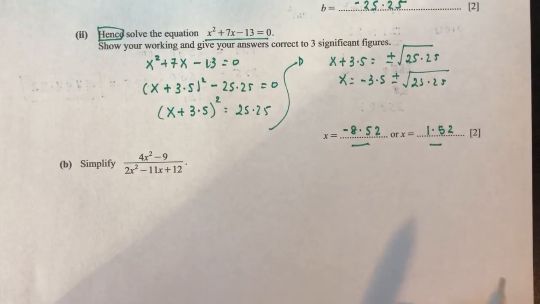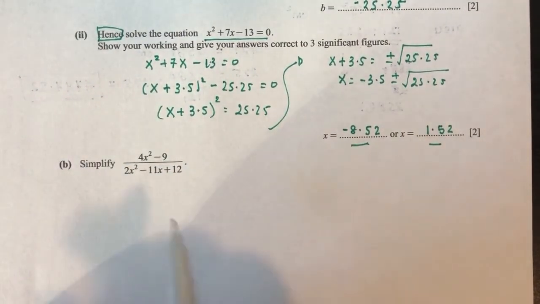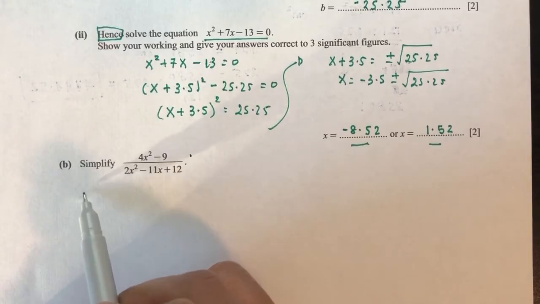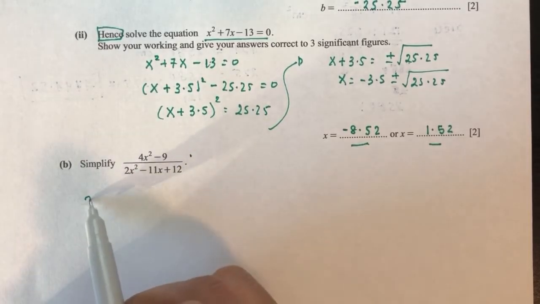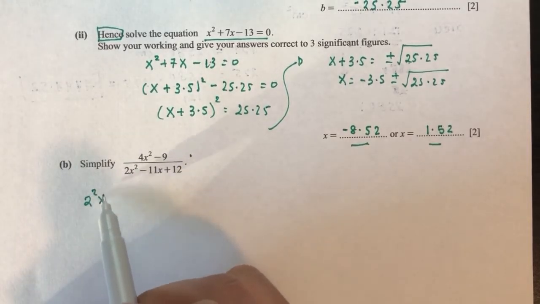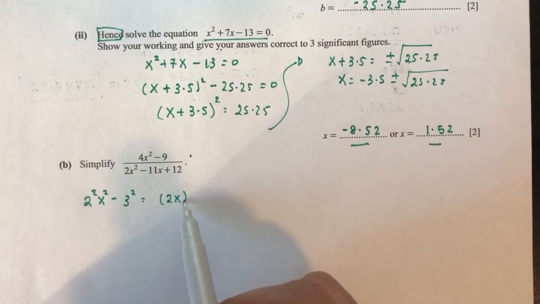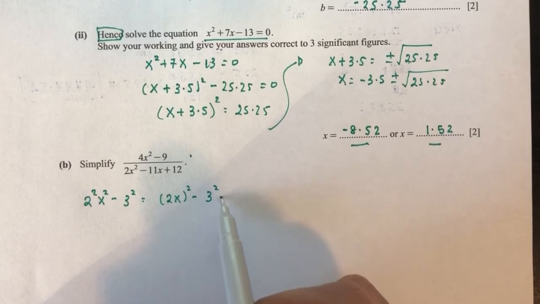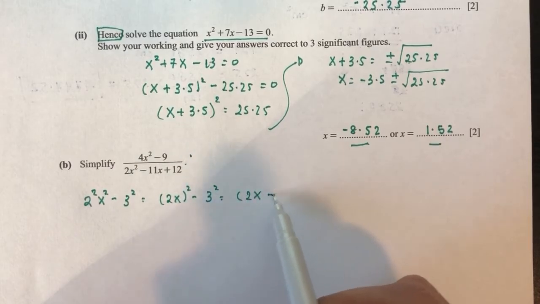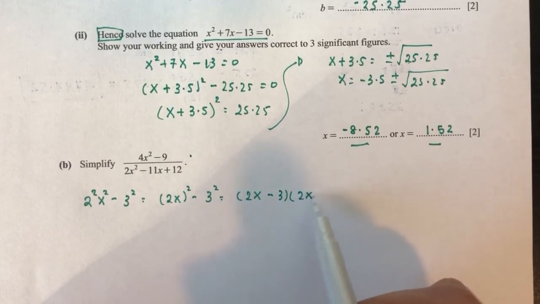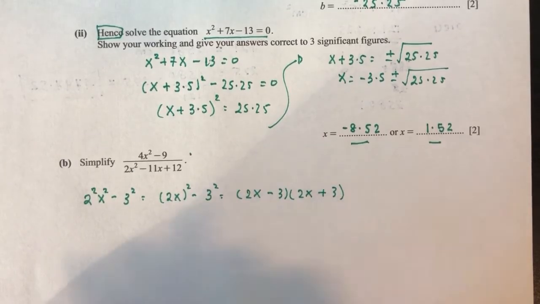Part B, simplify this fraction. We will take it one by one. The top is, as you can see, 2 squared x squared minus 3 squared. So we have (2x) squared minus 3 squared, which is (2x minus 3)(2x plus 3). Right. How about this one?